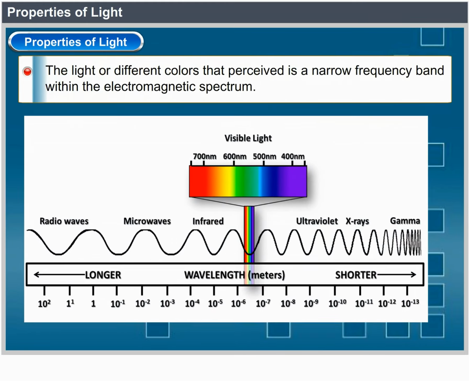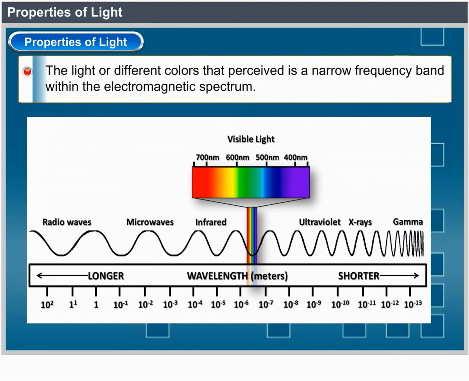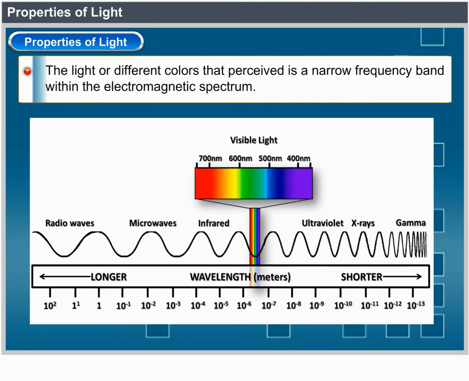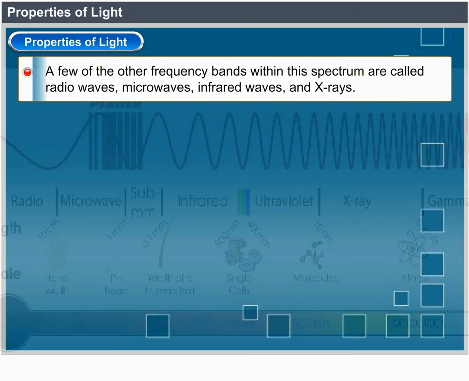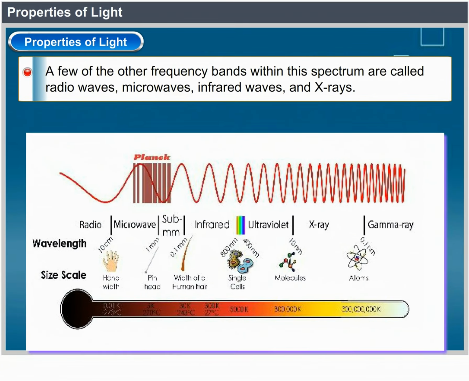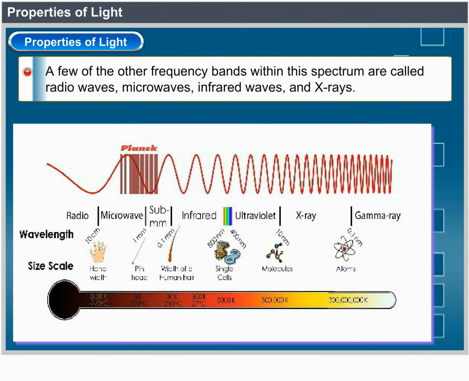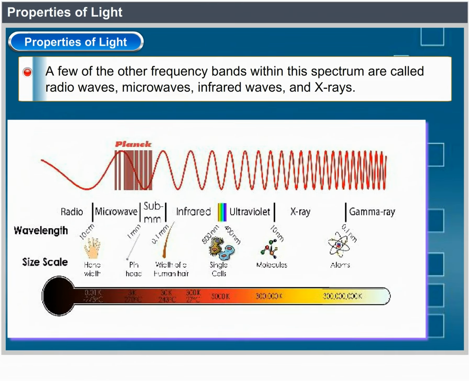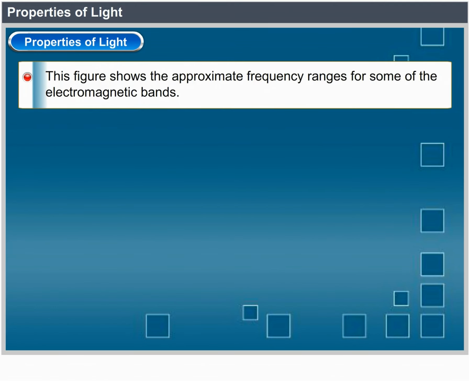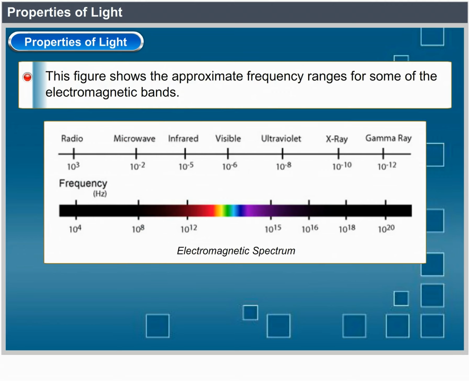What we perceive as light or different colors is a narrow frequency band within the electromagnetic spectrum. A few of the other frequency bands within the spectrum are called radio waves, microwaves, infrared waves, and X-rays. This figure shows the approximate frequency ranges for some of the electromagnetic bands.